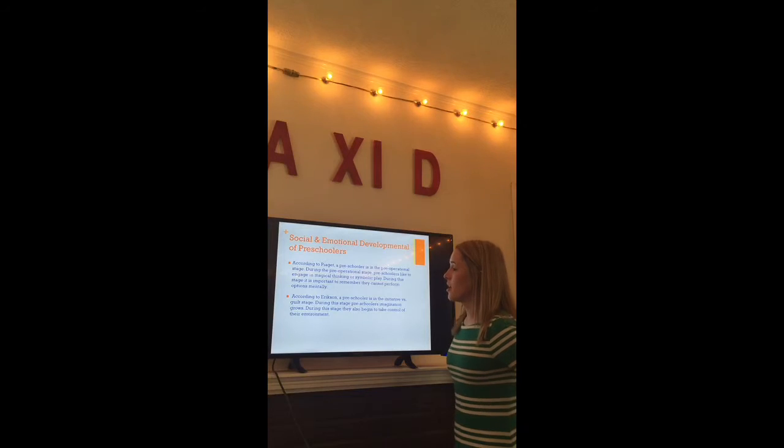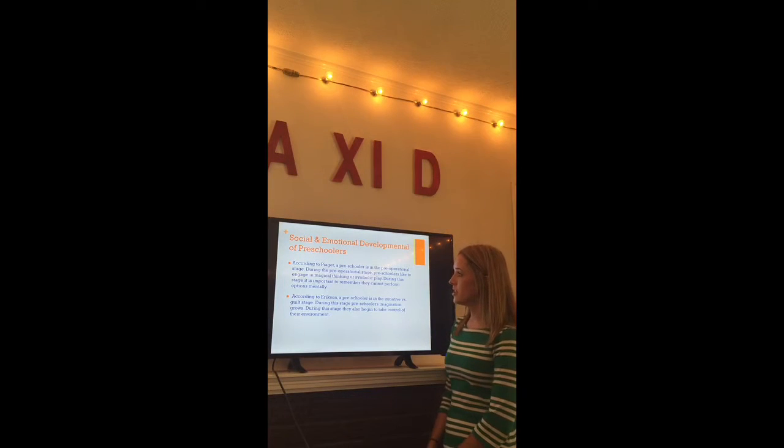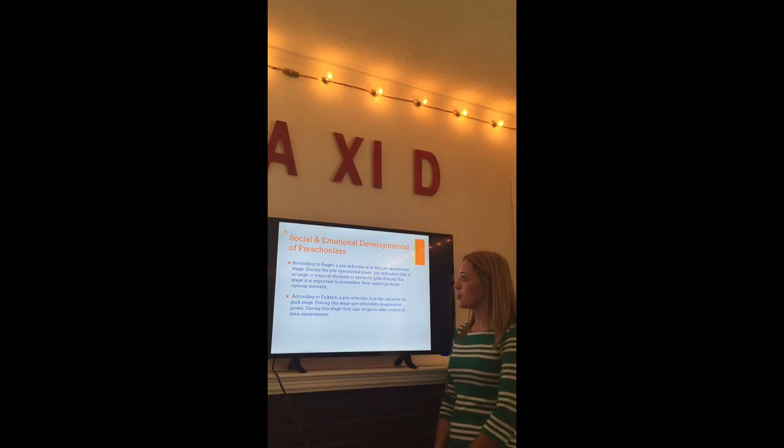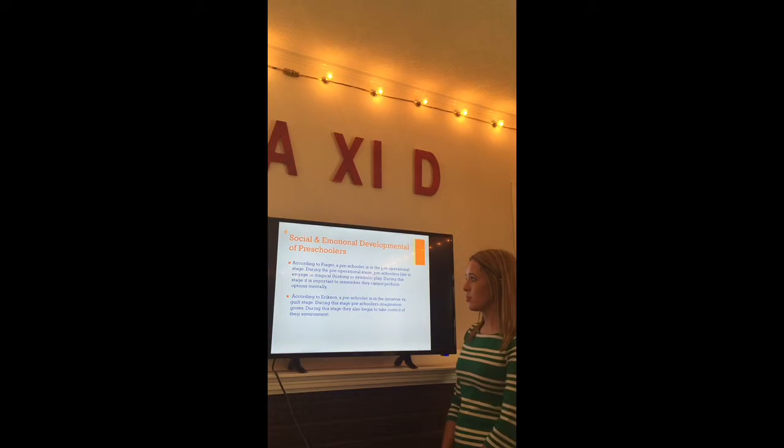Social and emotional development of preschoolers. According to Piaget, a preschooler is in the pre-operational stage. During the pre-operational stage, preschoolers like to engage in magical thinking or symbolic play. During this stage, it is important to remember they cannot perform operations mentally.